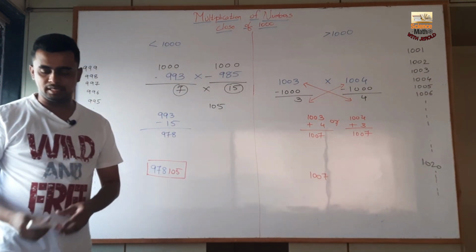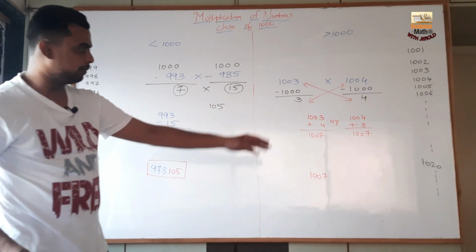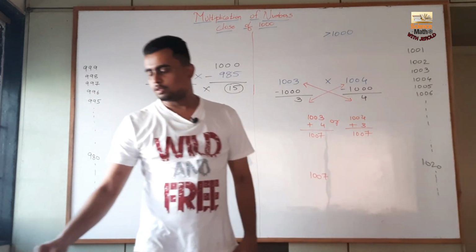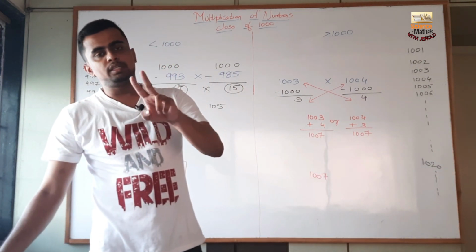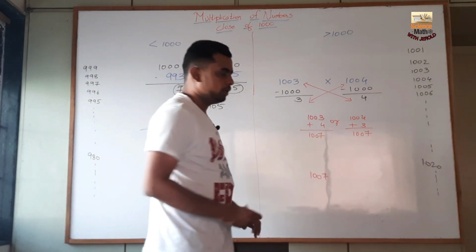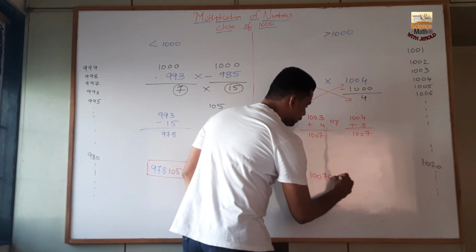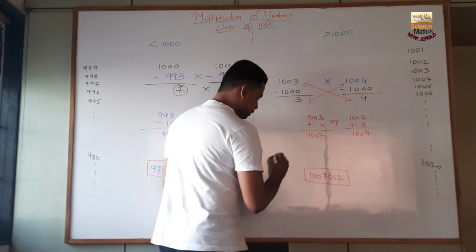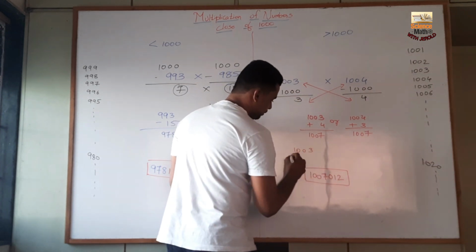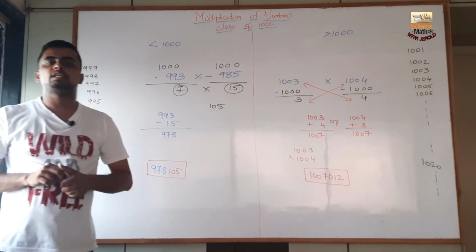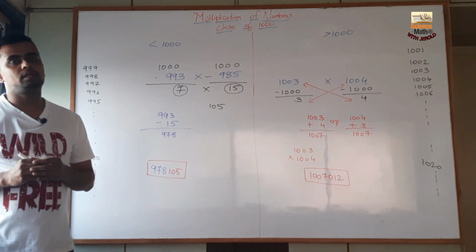Now moving on to the second part, where we multiplied, similarly 3 into 4 will give me 12. 12 is a 2-digit number, so make it a 3-digit number by adding a 0 to it. So 0 and then 12. This is my multiplication answer for the numbers 1003 multiplied by 1004. This is how multiplication of numbers bigger than 1000 is done.